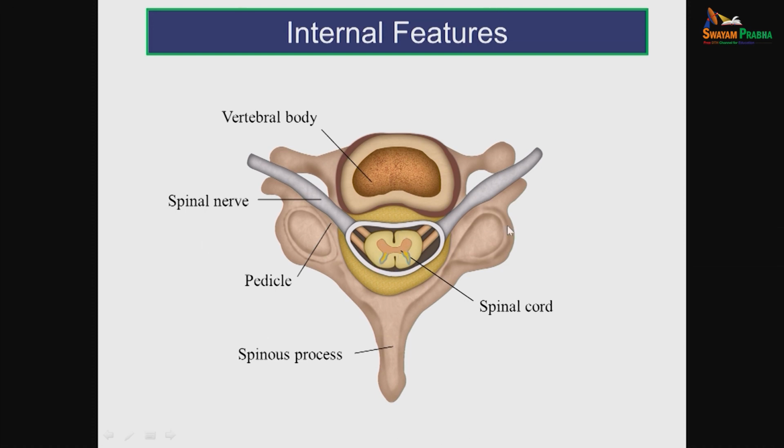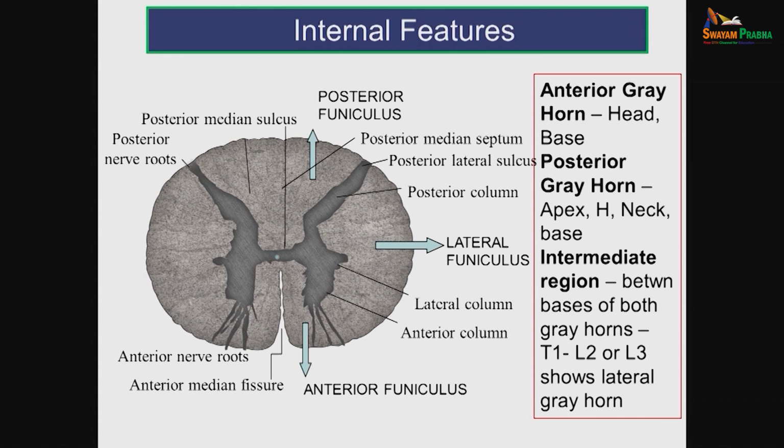So, in a cross section, the spinal cord shows inner grey matter and outer white matter. Now we are going to discuss in detail the grey and white matter. This is just a picture to show the grey matter and the white matter. So the spinal cord in a cross section shows inner grey matter which is H-shaped and the outer white matter.